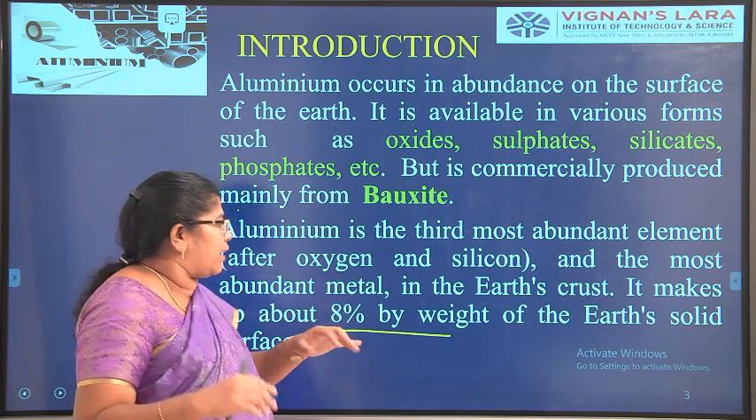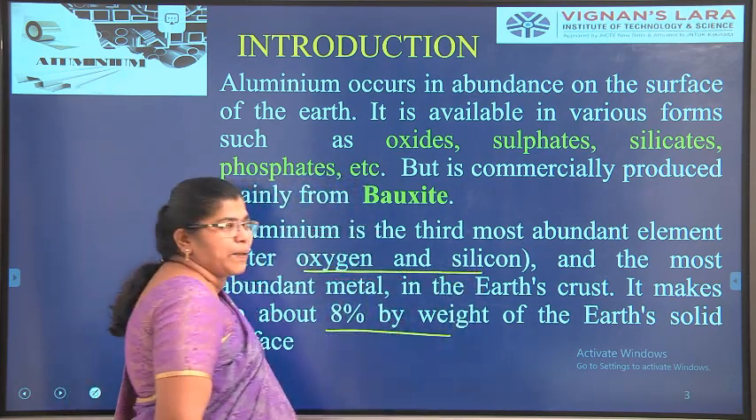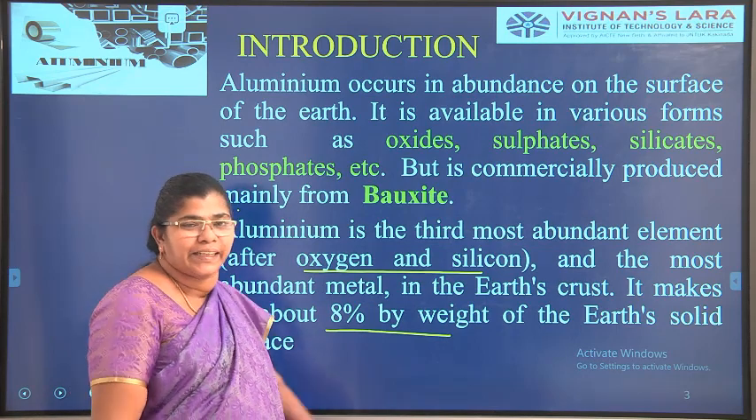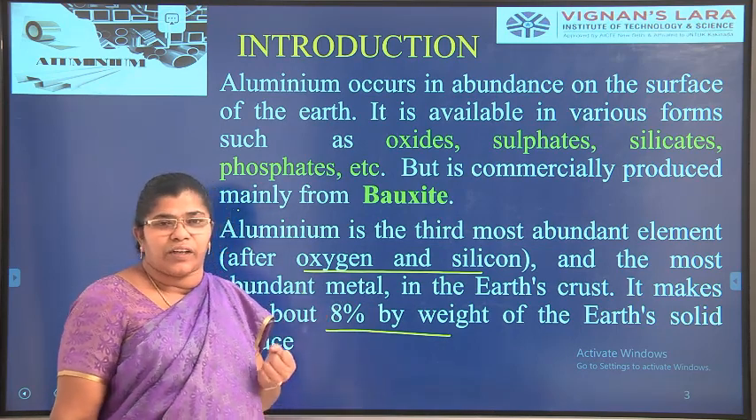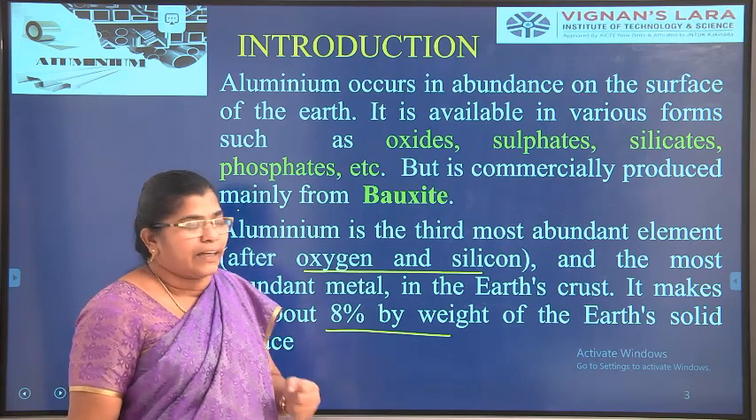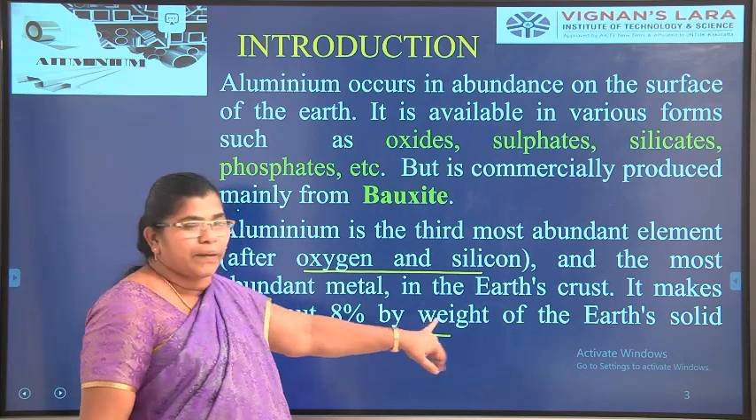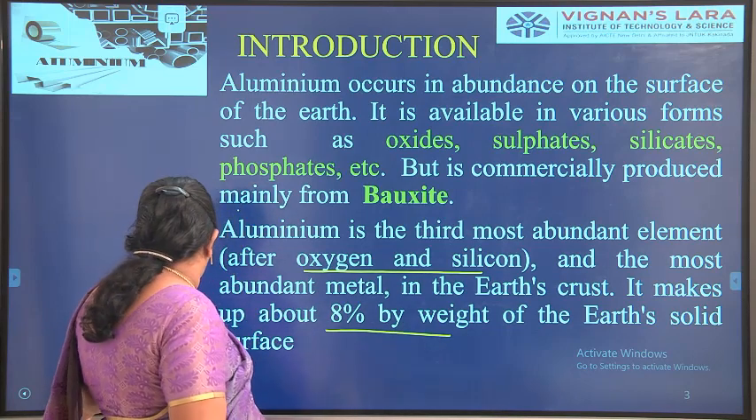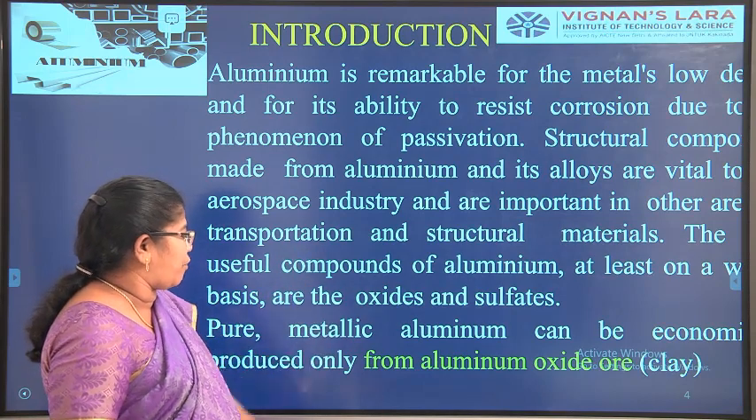First it is oxygen and silicon that are the most available materials. Even sand has a siliceous material, silica content. Soil also contains silica. So it is oxygen and silica. After that, the most available material in the earth is aluminum. Today we are going to see aluminum first.